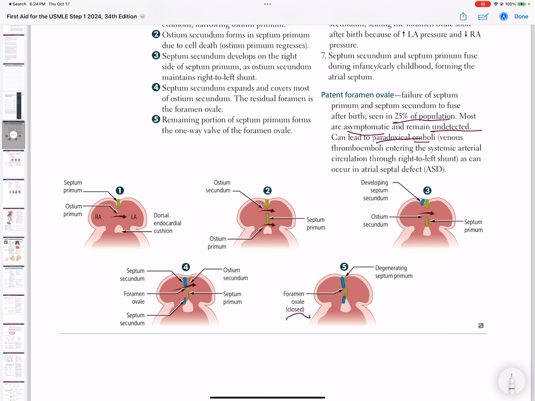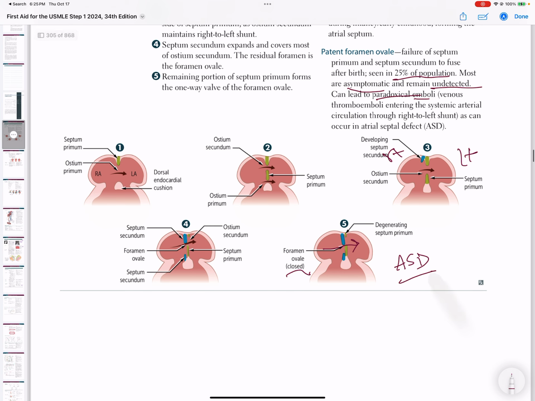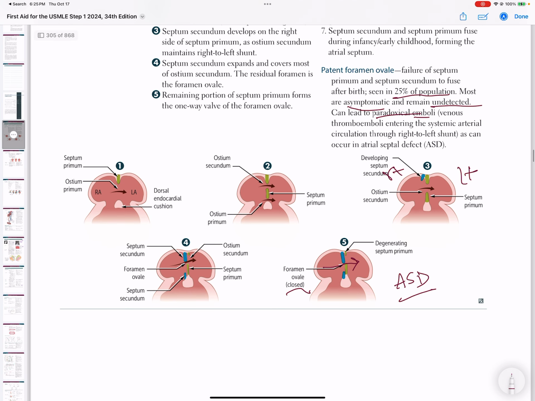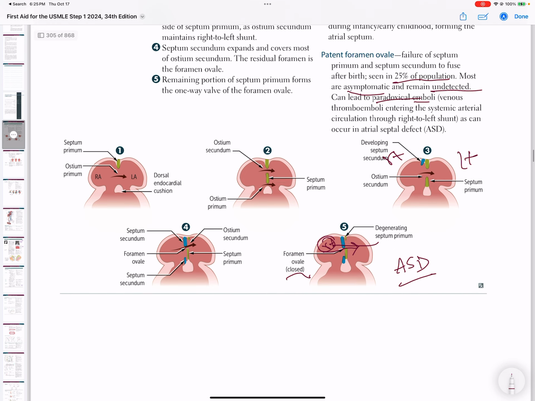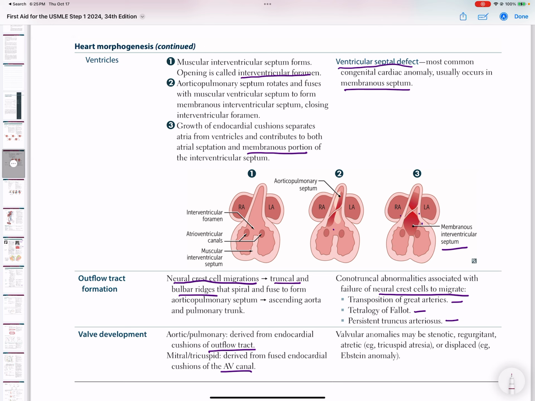What is a paradoxical embolus? Venous thromboemboli enter the arterial circulation through a right to left shunt, because this is on the right side and this is on the left, so it goes through the right to left shunt, and this is seen in ASD. So these paradoxical emboli usually go from the right atrium towards the left and then get into the systemic arterial circulation. So that's there. And now we have the embryology for the ventricles.